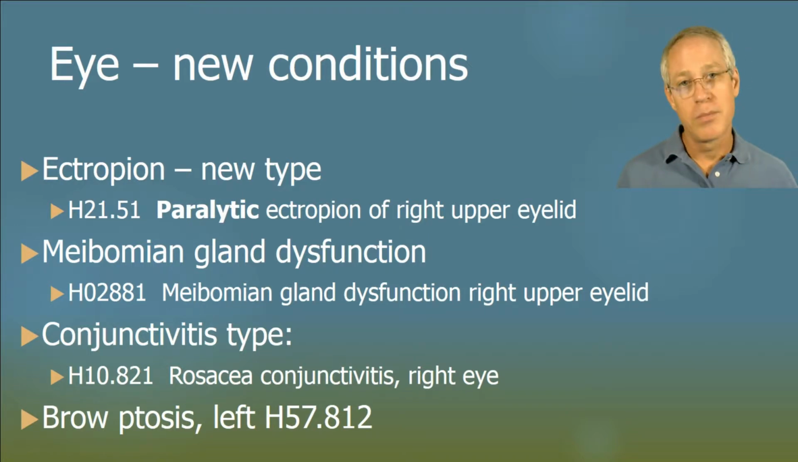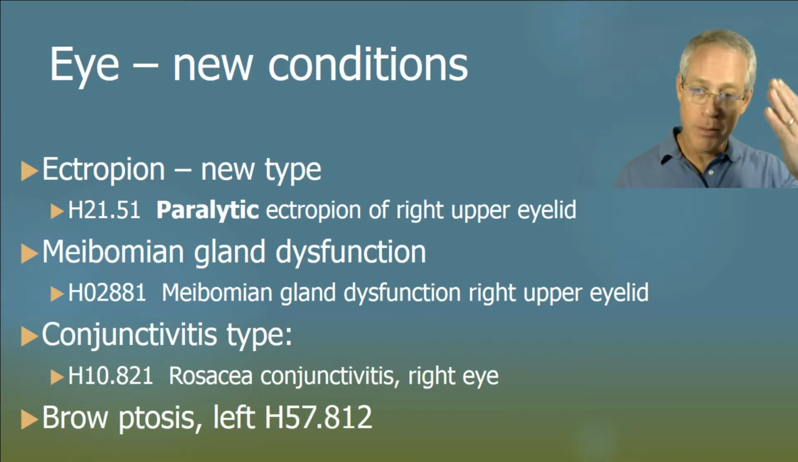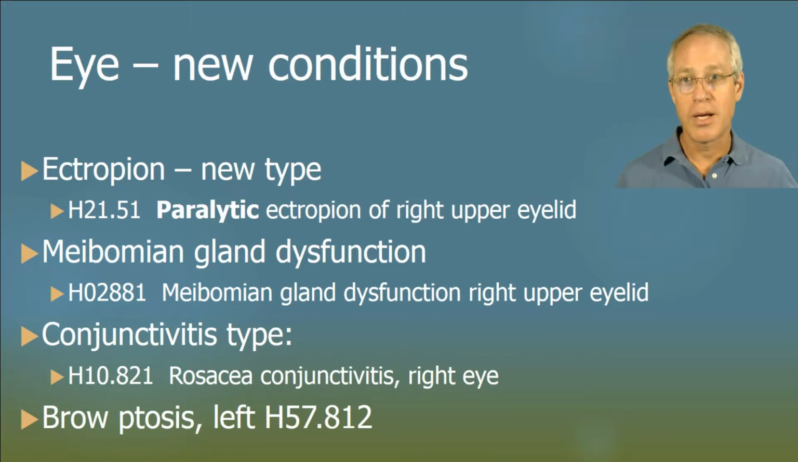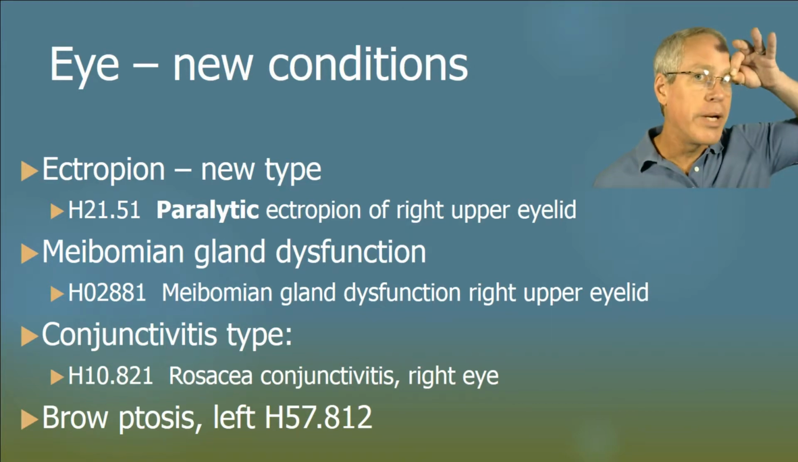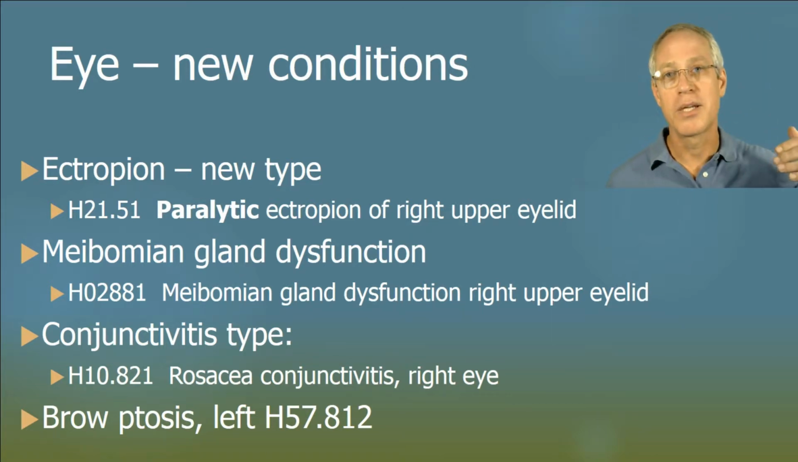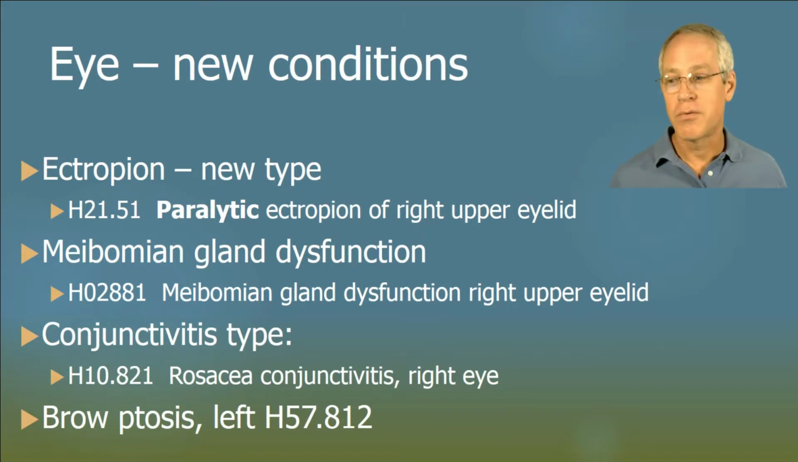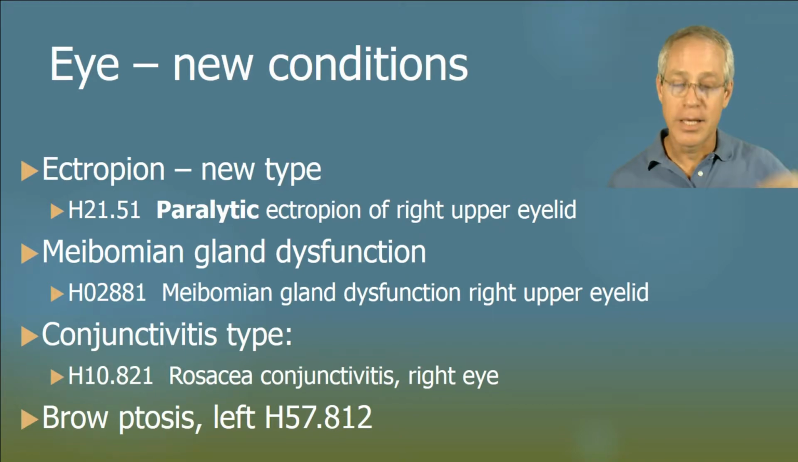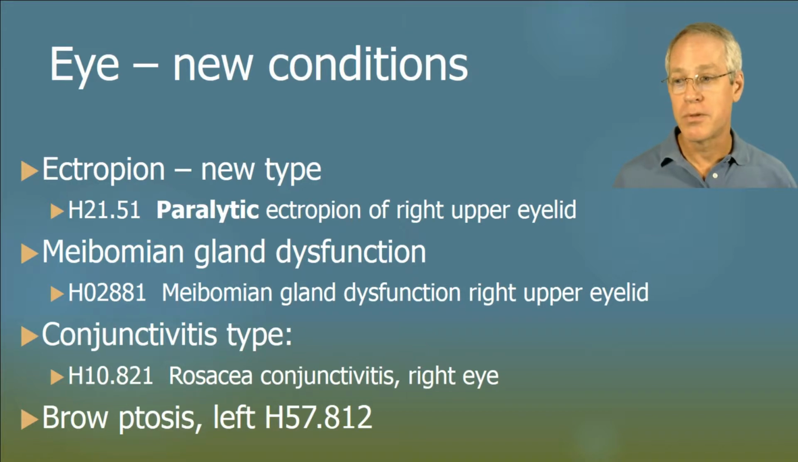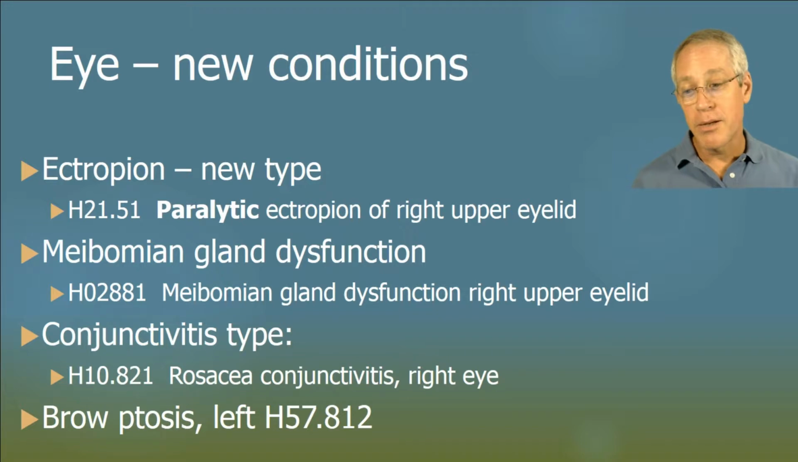Ectropion. Ectropion's not new, but the type, paralytic ectropion of the right upper and lower, left upper and lower, will all have their own codes. The example I've given is the right upper eyelid, and an ectropion is where the eyelid curls out and away and tends to expose the cornea excessively and causes drying out and so forth. An entropion is where the eyelid and eyelashes curl in, and that tends to scratch the cornea and cause other physical traumatic symptoms due to the cornea. Entropion is typically worse. Meibomian gland dysfunction.